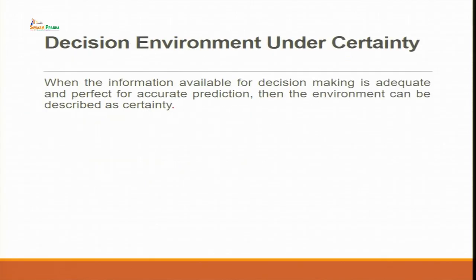Decision environment under certainty. When the information available for decision making is adequate and perfect for accurate prediction, then the environment can be described as one of certainty. In such environments, the manager can identify and evaluate each alternative properly, give solutions to these and predict a perfect outcome.